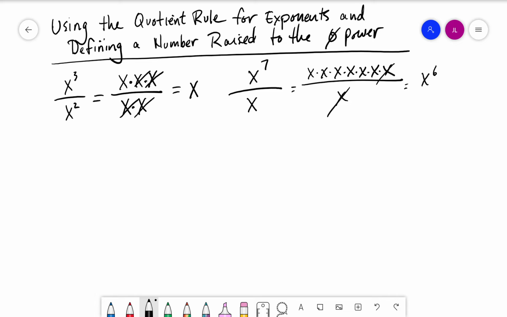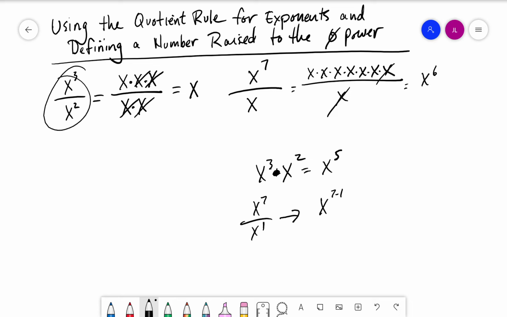Really, when we multiply, x cubed times x squared would be x to the 5th, because we add the exponents. When we divide, we're just subtracting. So x to the 7th over x is the same as x to the 7th minus 1, because remember, this would be an exponent of 1 here. And the original problem we started with, x cubed over x squared, is the same as x to the 3rd minus 2.